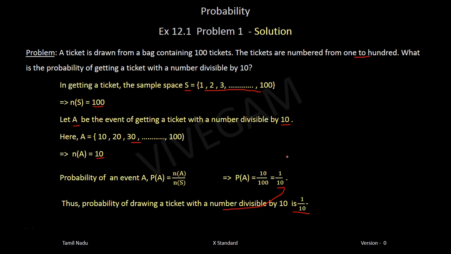Let's take another example. What is the probability of getting a ticket with a number divisible by 25? What will A be? A will be 25, 50, 75, 100. So these are the 4 possible ways in which the event A can happen. So N of A will be 4. So the probability of A will be 4 divided by 100 or 1 by 25.